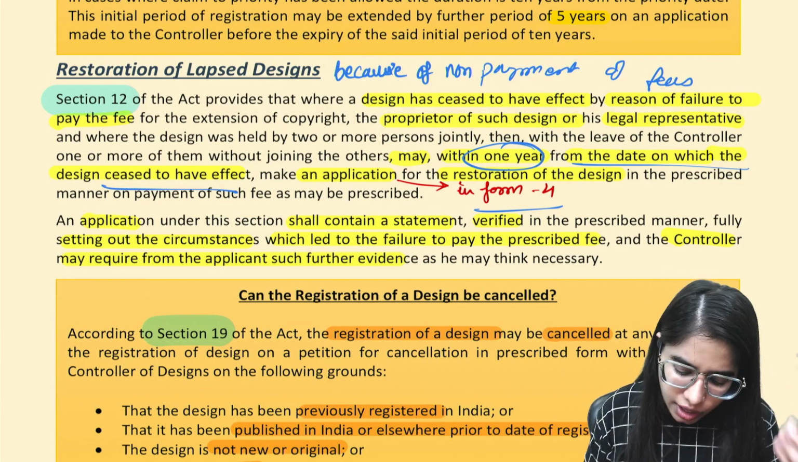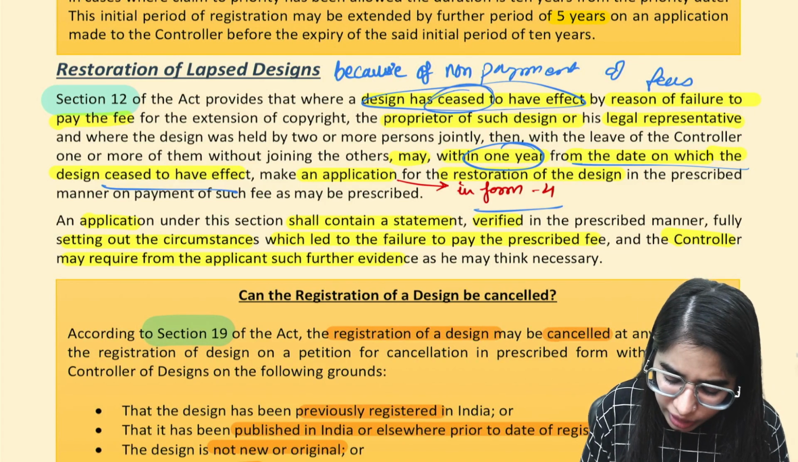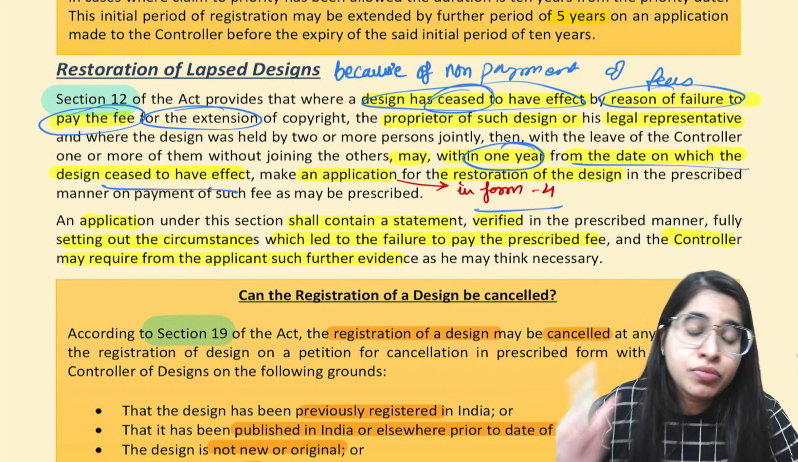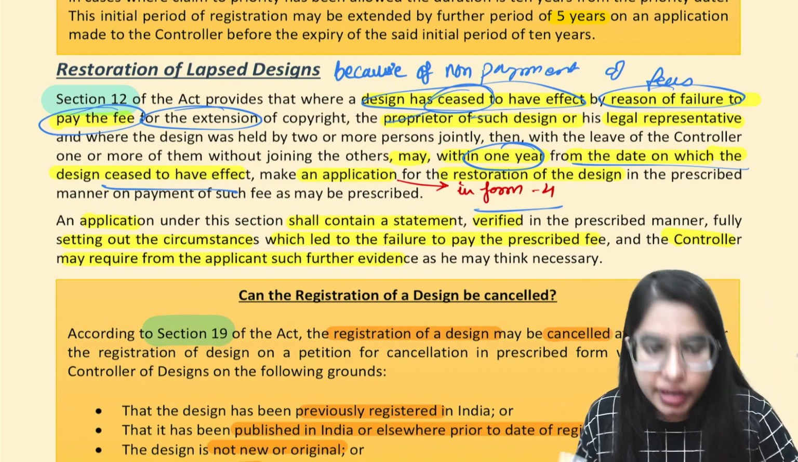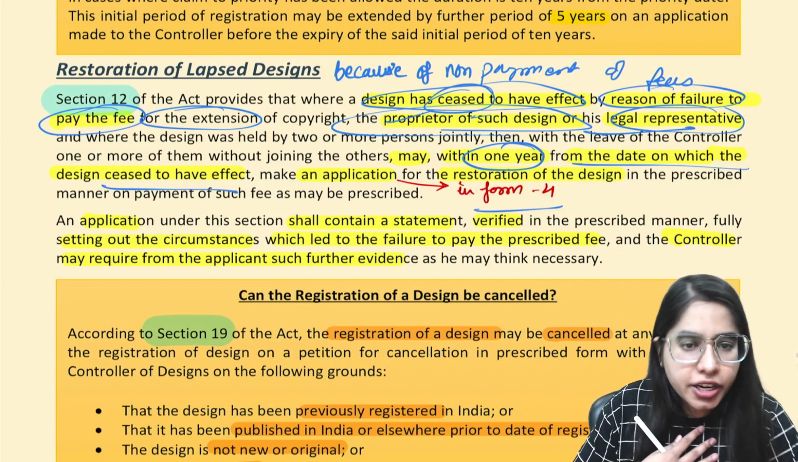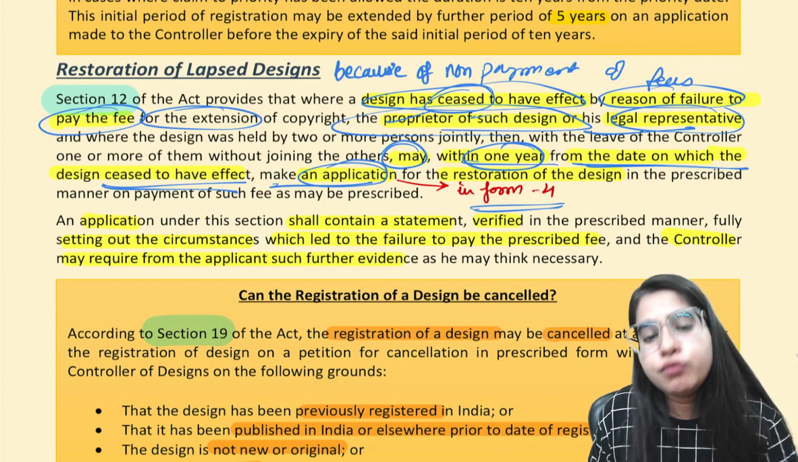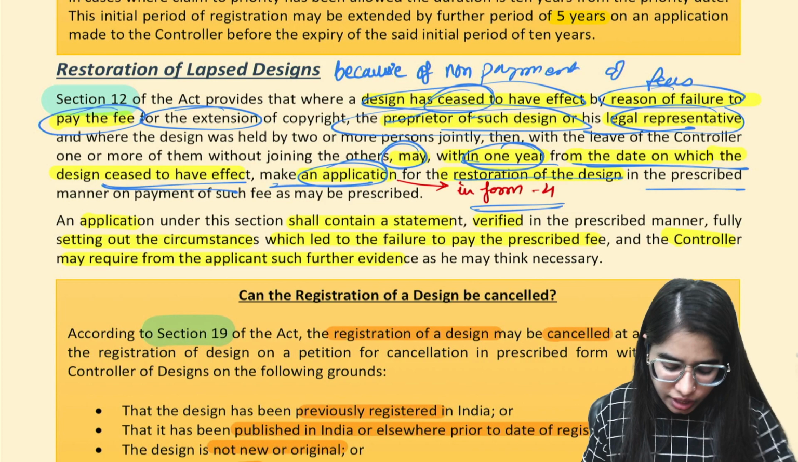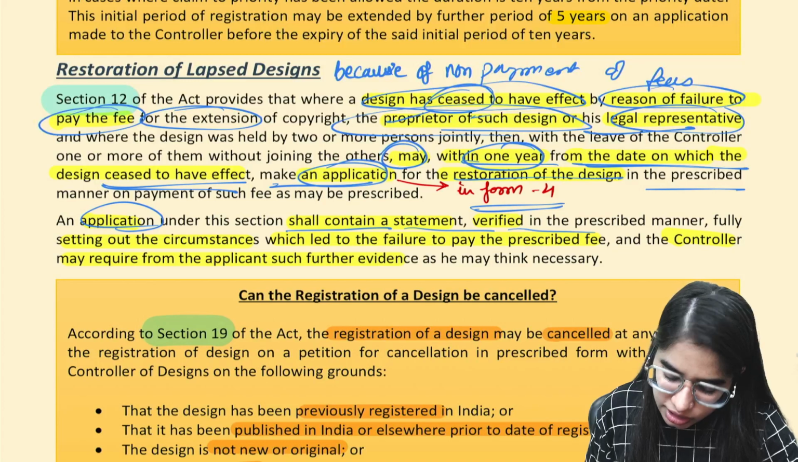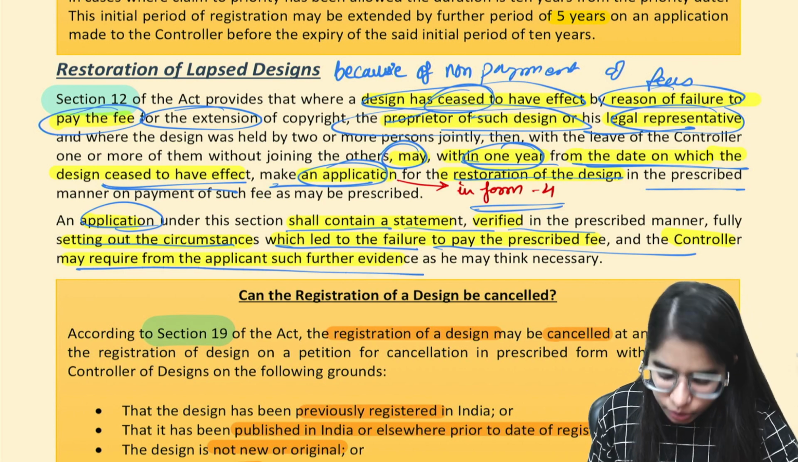Very small topic: a design which has ceased to take effect by reason of failure of payment of fees for extension. You did not pay fees for extension, because of that reason your design has ceased to take effect. In that particular case, either the proprietor of the design or the legal representative may, within 1 year from the date when it lapsed, make an application in form 4 for the restoration of the design, and then the controller may on application allow the restoration of the design. An application shall contain the verified statement setting out the circumstances which led to the failure of the payment, and the controller may require any further evidence.